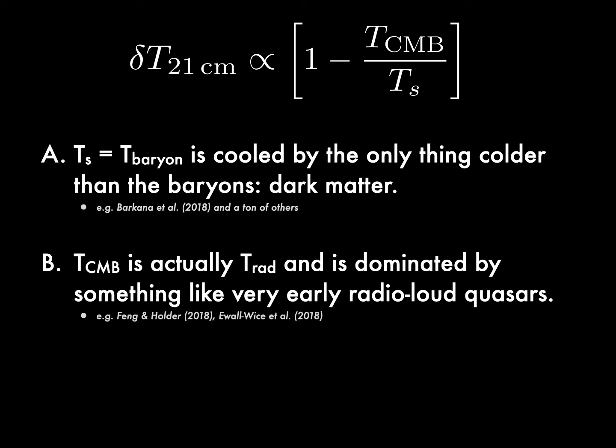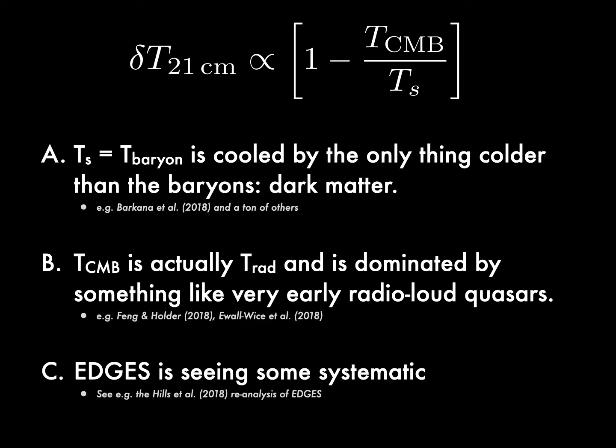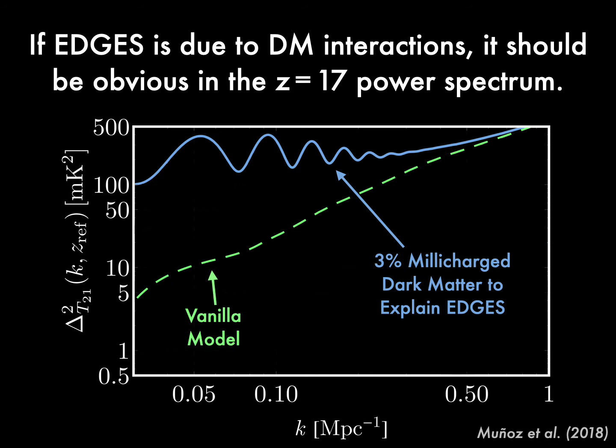Another possibility is that it's not actually the CMB that is the backlight for 21 centimeter, but there's some other radiation field, maybe from radio-loud quasars, though that is difficult to produce theoretically. But that's another possible explanation. And then, of course, EDGES could be wrong. It could be seeing some systematic, and EDGES themselves admit that they've checked many systematics, but they don't know that they've checked all of them. So there's been a lot of discussion about that. But I'll note, if it is dark matter, which would be really, really exciting, this is something that you should also be able to measure in the power spectrum at roughly redshift 17.